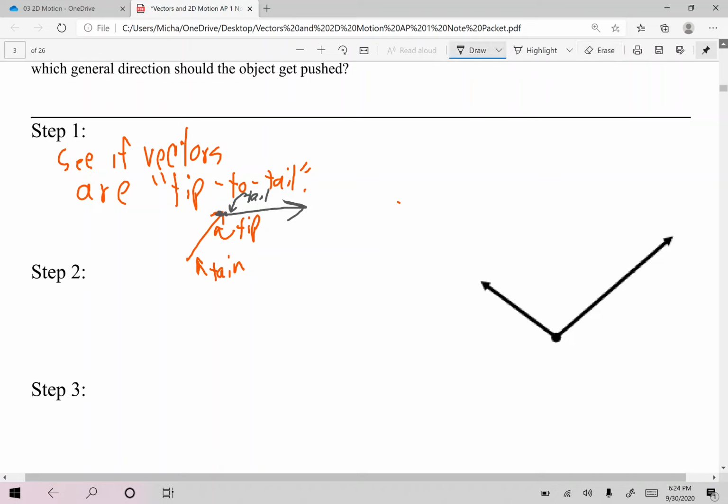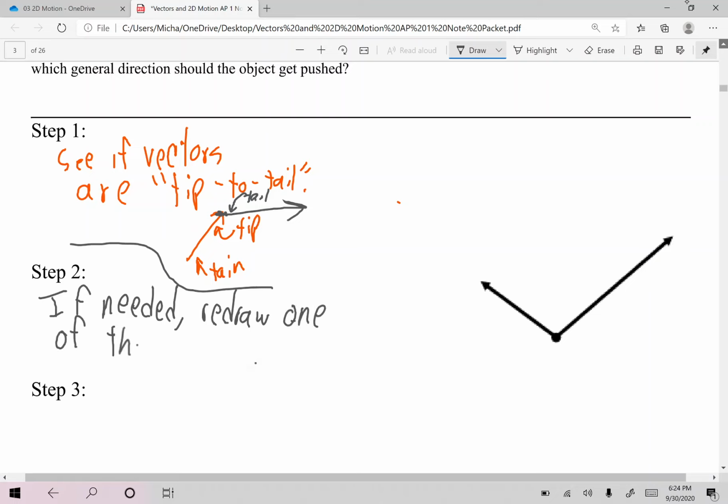Well, step 2 is, if needed, and it's important, if needed, they might already be drawn tip to tail, then you don't have to do this. If needed, redraw one of the vectors. And when I say that, I mean redraw it so that they are tip to tail.